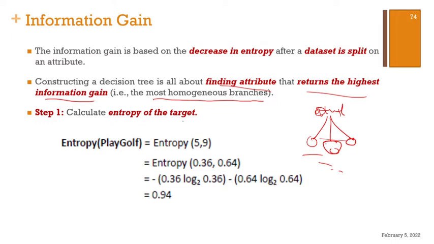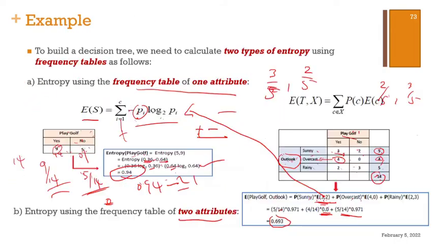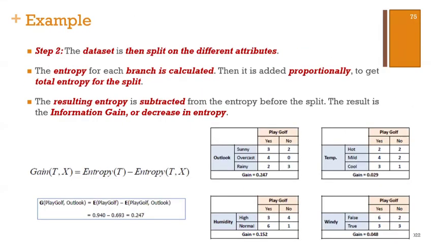First of all, you calculate the entropy of the target, which we have done before. Entropy of the target, which is the output, that is play golf or not play golf. We did it together. Once you know the entropy of the target, the next thing is to split the data set on the different attributes. The example I did already was for Outlook here. So we have to do that for all the attributes.